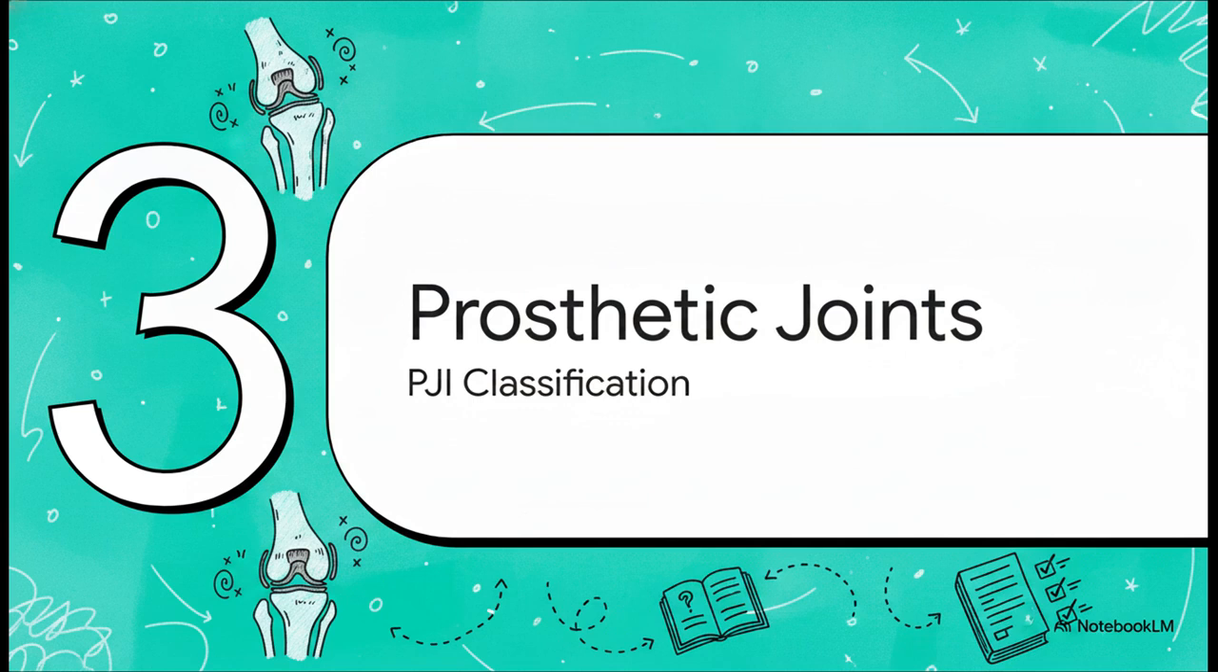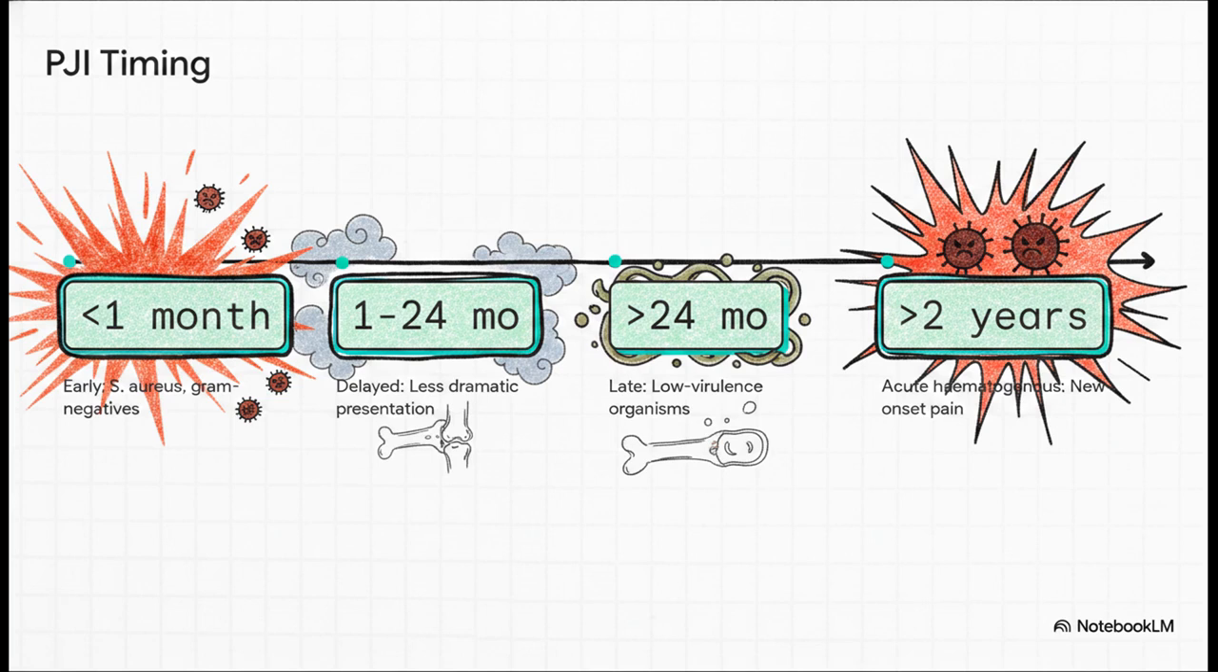Moving right along to Section 3, Prosthetic joint infections. Joint replacements are everywhere now, which means examiners absolutely love testing this. The secret to cracking prosthetic joint infections is all about the timeline. The timing literally tells you the bug. Early infections, less than a month post-op, are dramatic and fiery, usually driven by Staph aureus or gram-negatives. Delayed infections, anywhere from 1 to 24 months, are much more subtle. But check out the late infections, over 2 years out. These are your low-virulence bugs like coagulase-negative staph, slowly eroding the bone.